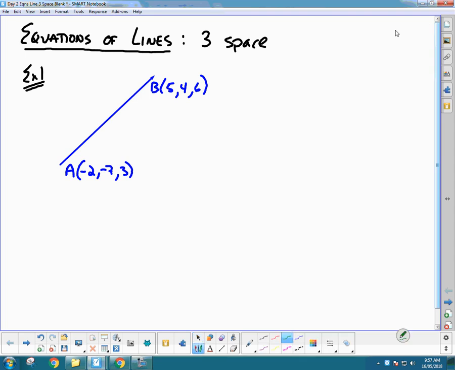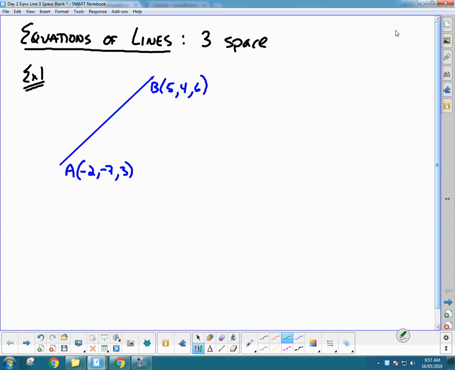Okay, so today we're going to look at equations of lines again, just like we did yesterday. But yesterday was in 2 space, so now we're going to look in 3 space. And we're going to see that there are lots of connections between 2 space and 3 space. So of course 3 space, remember, is 3-dimensional. So we add the extra dimension. We don't just have a length and width, we have a depth, or an x and a y, we have a z.